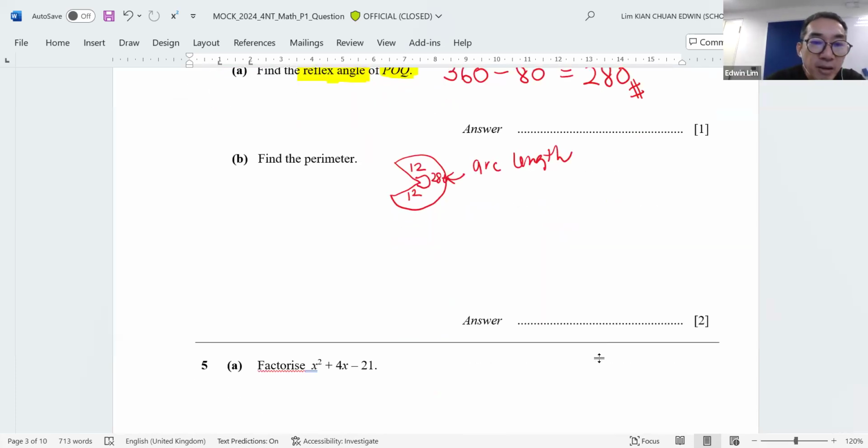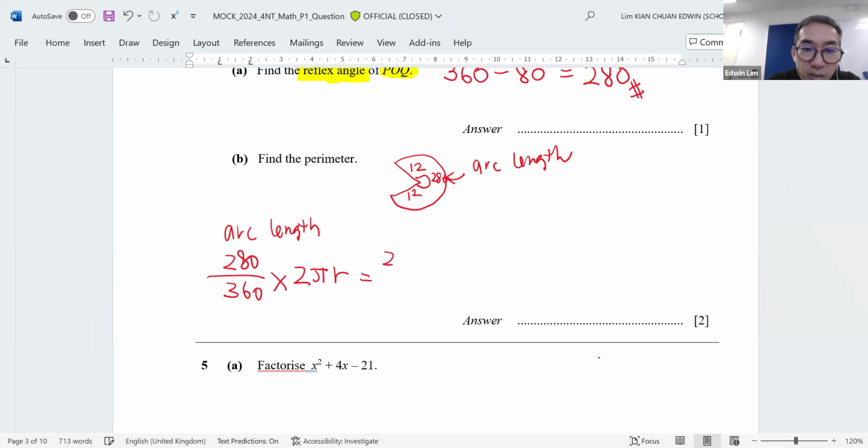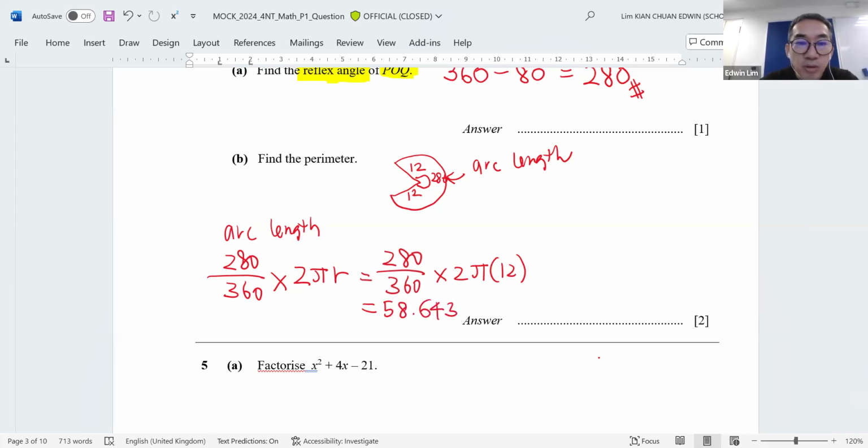So I'm going to find the arc length first. Part of a circle, part 280 out of 360. The circumference of a circle is 2 pi r. So based on this formula, I can just write 280 over 360 times 2 pi 12. I will get the value of 58.643. But this is only for the arc length.